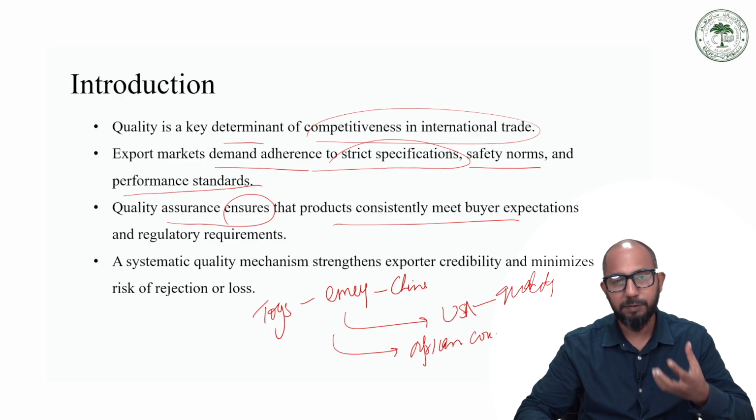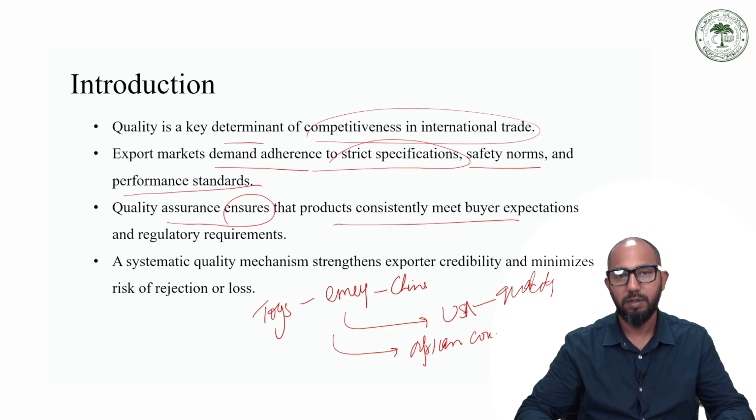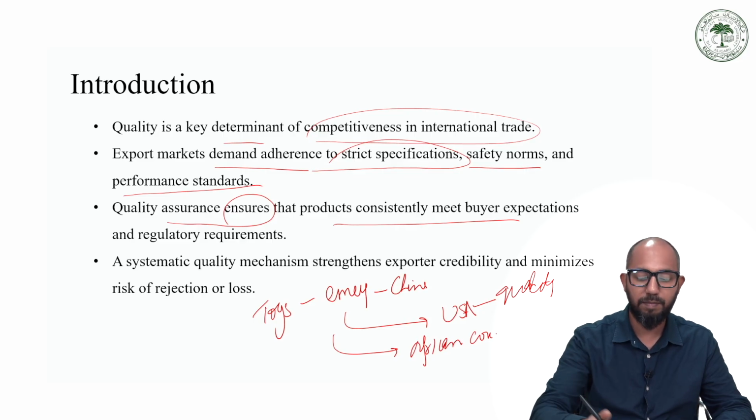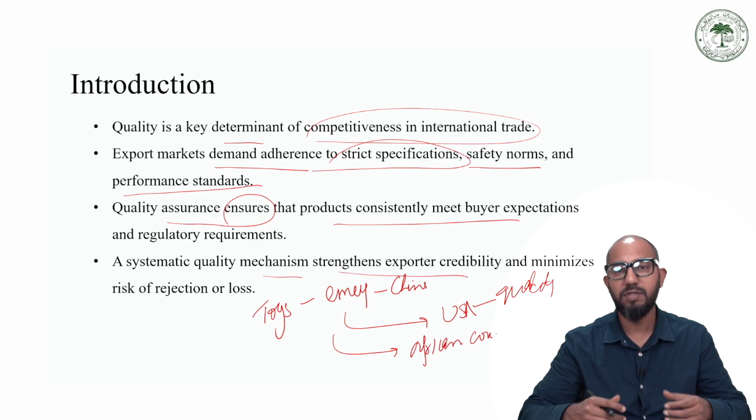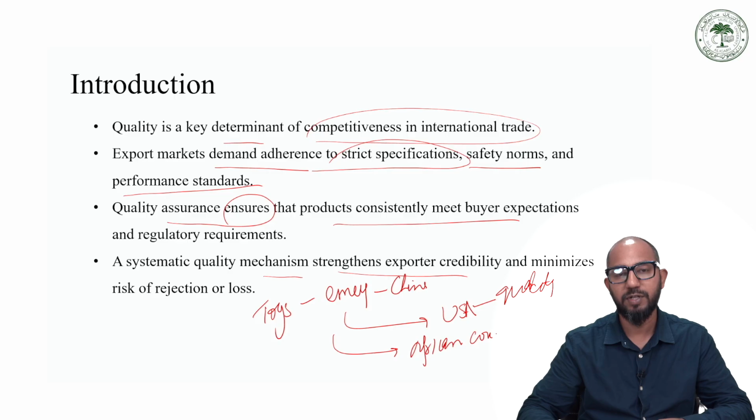What a buyer expects, why a buyer is purchasing a product from the exporter. Apart from the price issue, it is also the quality of the product itself. If the quality is not good, then buyer will not be satisfied and repeat trade will not happen. Thus, quality assurance is a systematic quality mechanism that strengthens exporters' credibility and minimizes risk of rejection or losses due to quality concerns.